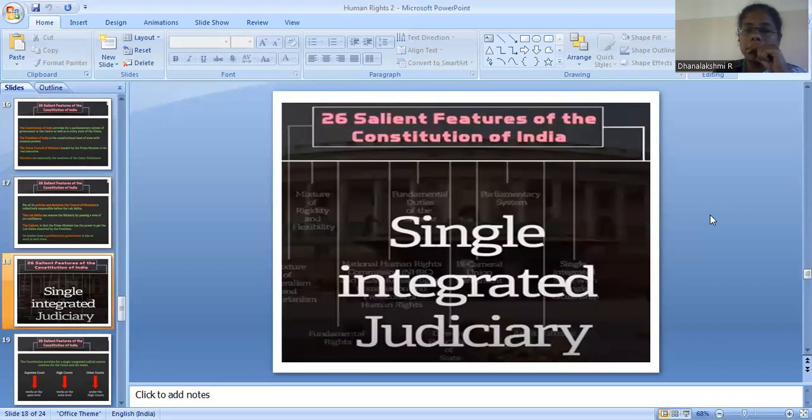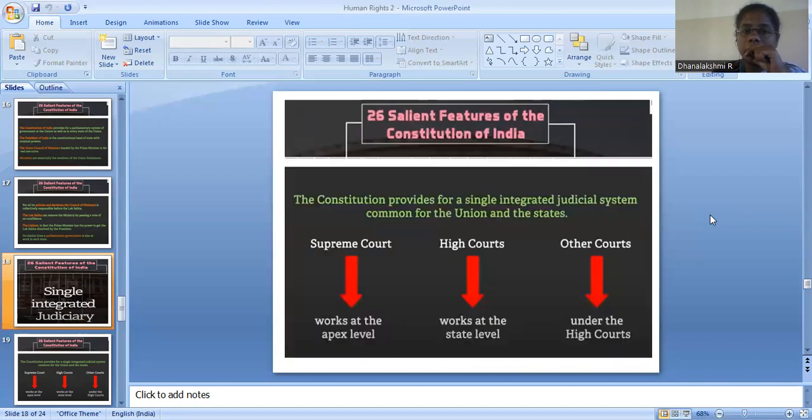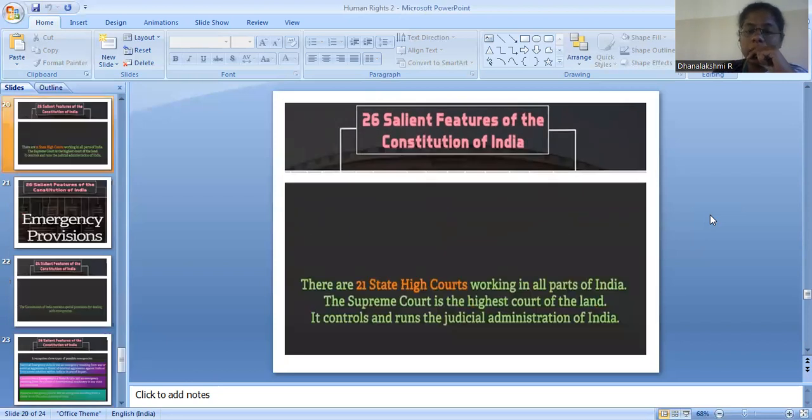Then single integrated judiciary. Our judiciary system is a single integrated one. The Constitution provides for a single integrated judicial system common for the Union and the states. We have the Supreme Court at the apex level. Below that we have the High Court at the state level. And then below that we have other courts under the High Court. We can say that nearly 21 state High Courts work in all parts of India. Supreme Court is the highest court of the land. It controls and runs the judicial administration of India.